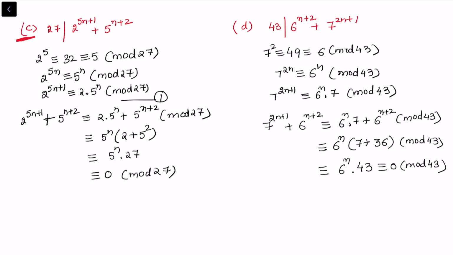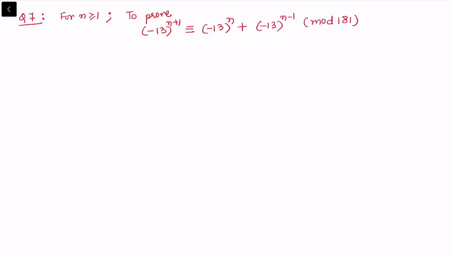Now in C part and D part, we follow the similar technique. We first start by reducing the exponent 2 to the power 5. We get this first equation, and then we add on both sides 5 to the power n plus 2, and we achieve this, that this is congruent to 0 mod 27. Similarly here in the D part, we reduce one of the exponents, and then we add the remaining exponent on both sides, which is required in the problem. So either you can start by looking at the exponent 6 and add this on this side, or we may start with this one and add this on both sides, and then we see that this is congruent to 0 mod 43.